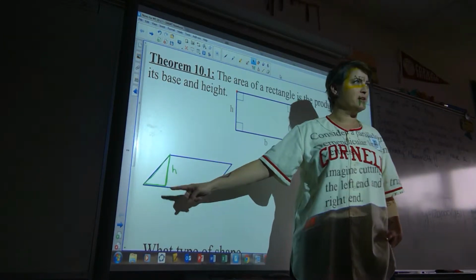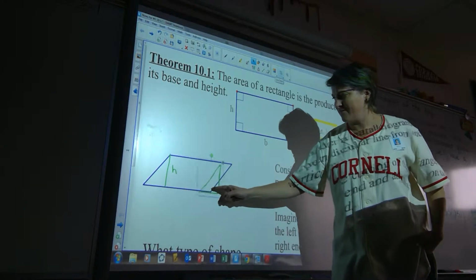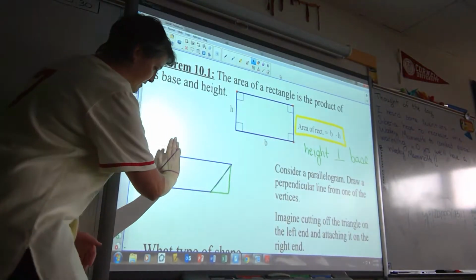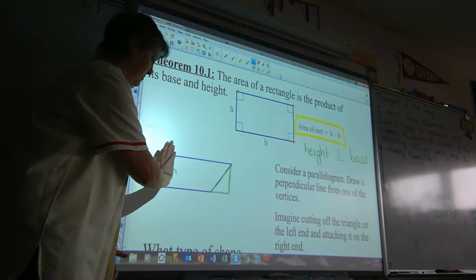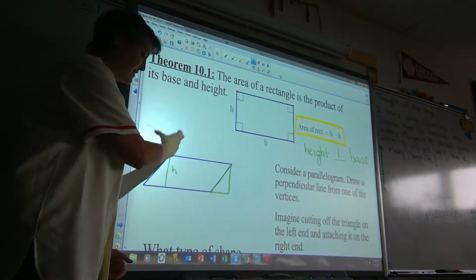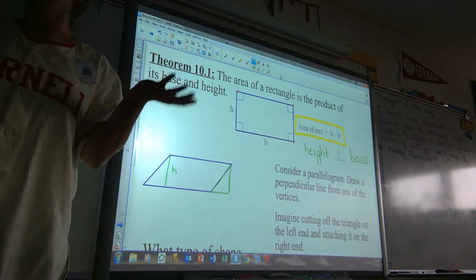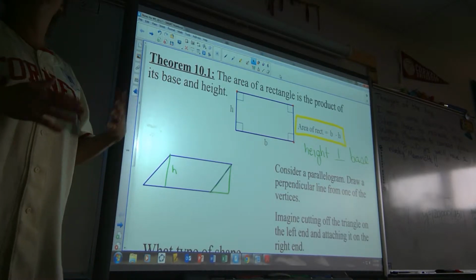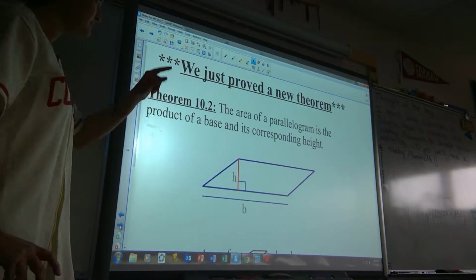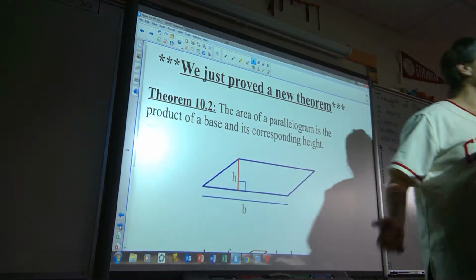So let's say I take that green triangle, see if I can pick it up. There it is. And I move it right over to here. And I'm covering this up because I took it away. What shape do I have? A rectangle, right? So if I cut off that leaning part of the parallelogram and I just move it over here, I've got myself a rectangle. So that is a kind of a proof as to why we can say that the parallelogram formula is also base times height.